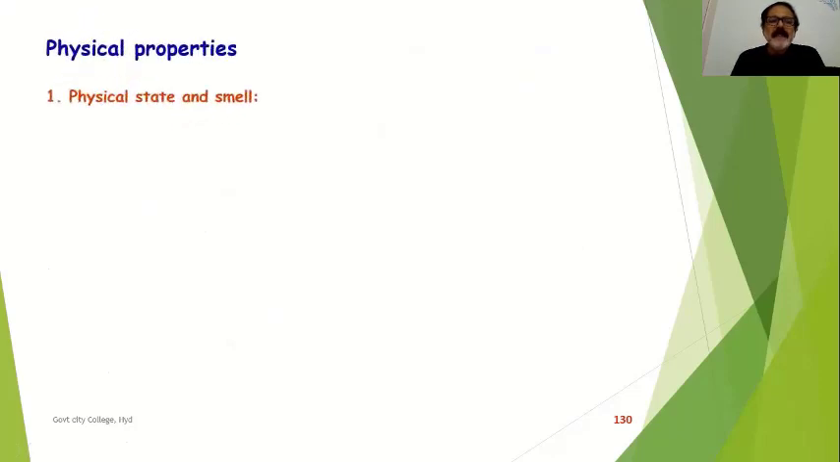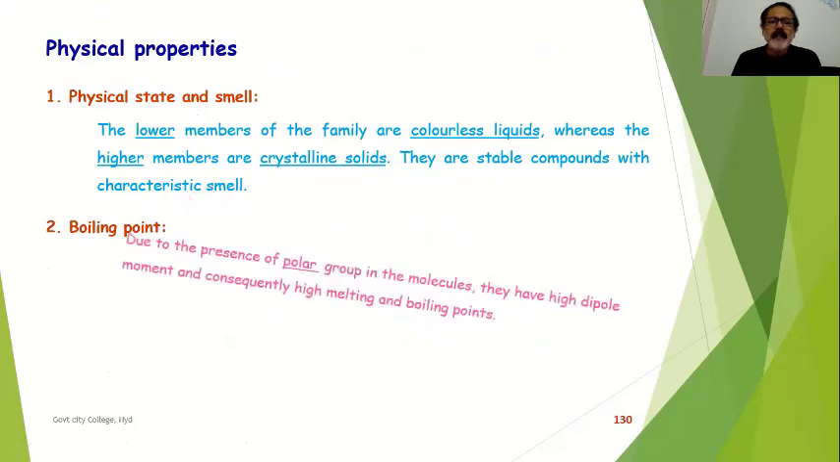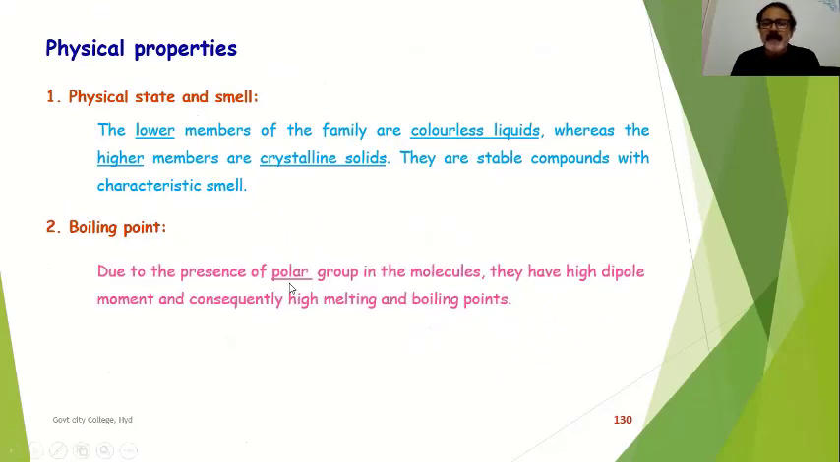Then physical properties. We should know that when the molecule is very small, generally it will be in the form of gas or liquid. So mostly these compounds are colorless liquids, and when the number of carbons increases, they may convert into a crystalline solid. And boiling point is related to ionic structure. When the compound is polar, it has positive and negative charges, and it will have a lot of attraction. When attraction is there, molecules stay together, and you need more energy to separate them.